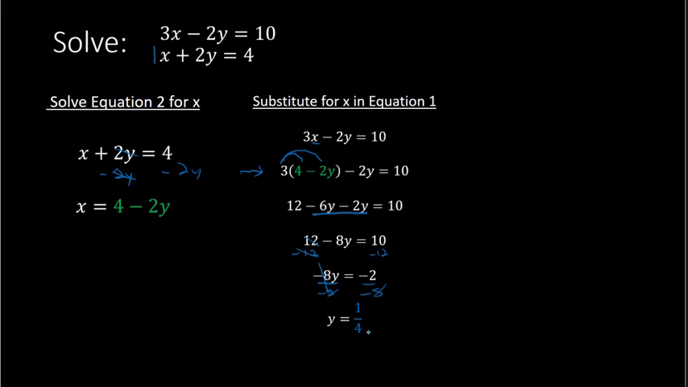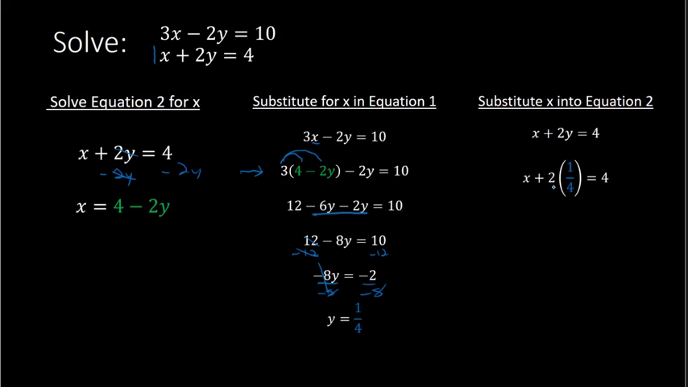So I have solved for y, and now I just need to figure out what is x. So to find x, I can plug 1/4 into either equation for y. And again, I want to pick whichever one will probably be the easiest to work with, which in my opinion is going to be the second equation. So if I plug a 1/4 into that second equation, we now have x plus 2 times 1/4 equals 4. So in place of the y, I put a 1/4.